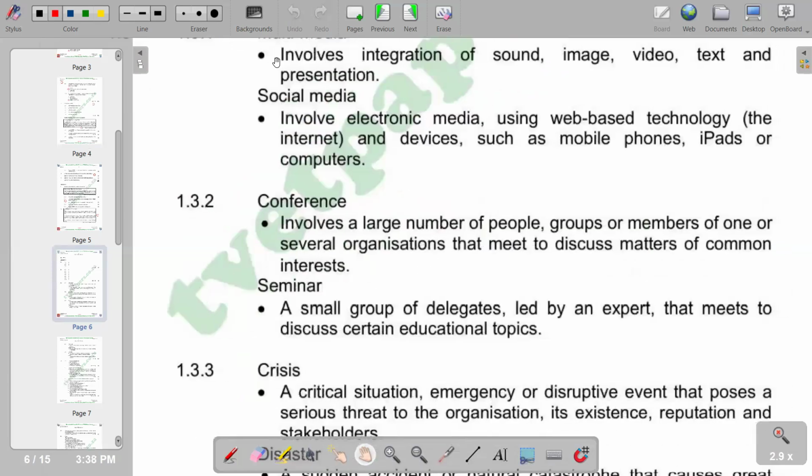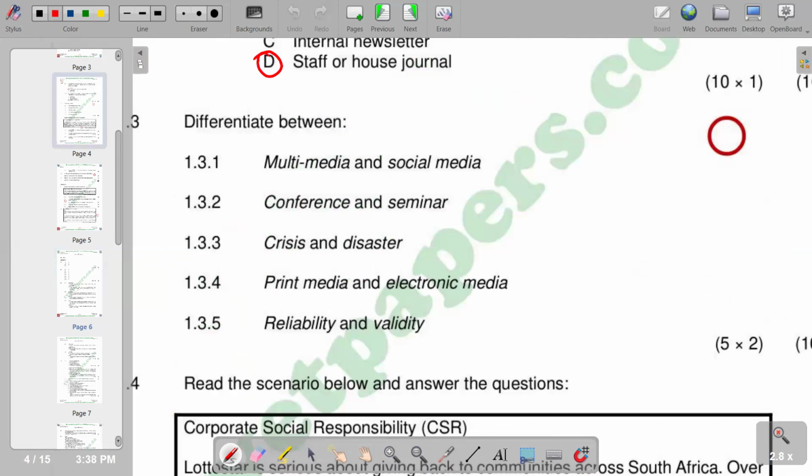So this is again what we have in the highlight of this section. We have the explanation on conferences. We also have the explanation on seminar. So with that, we also point out the difference between the two. Then we move on to the next part, which is now on a crisis and a disaster.